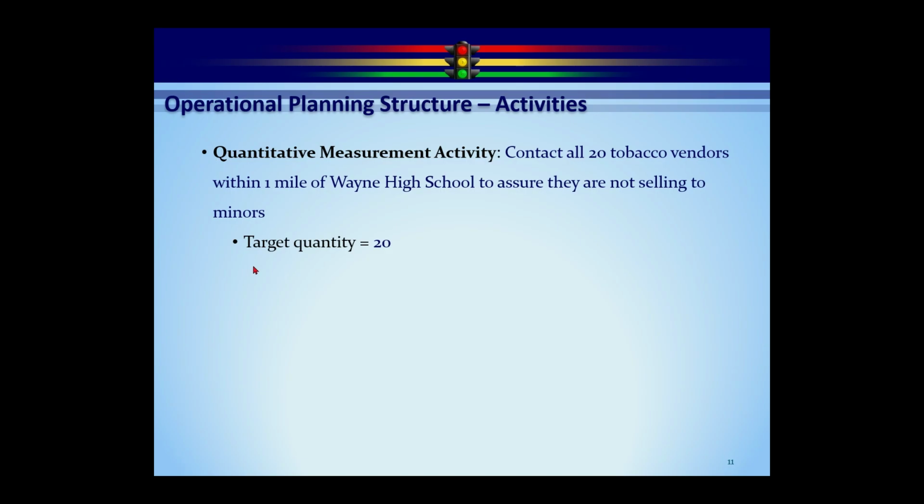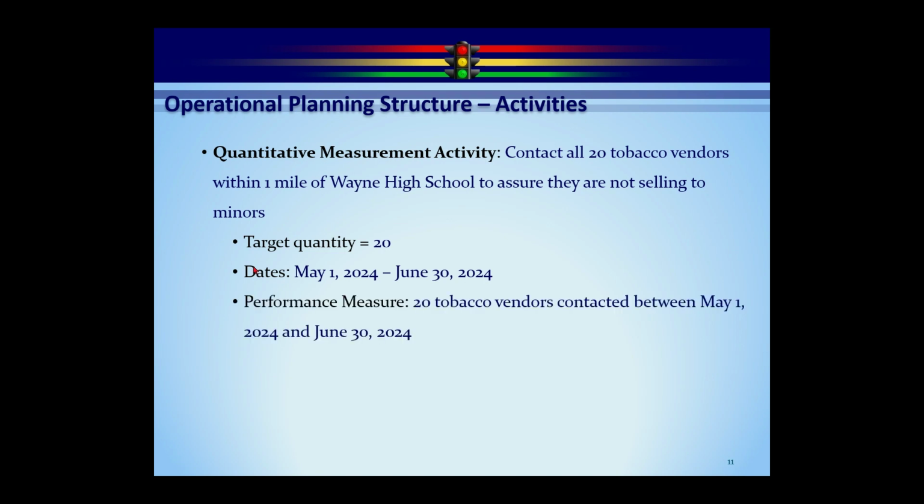If we did 20 out of 20, we're 100% done. We're going to have beginning and ending dates on this particular activity, just like we did on the project-based activity. Our performance measure, again, will be kind of developed for you. I'll show you how that happens. 20 tobacco vendors contacted between May 1 and June 30th tells us that we're complete.